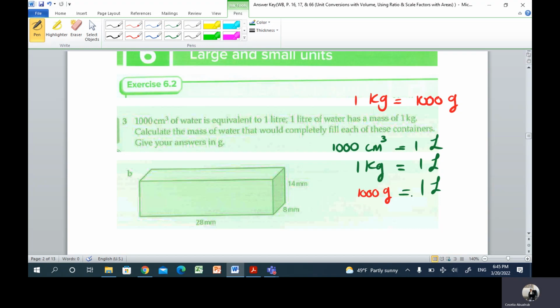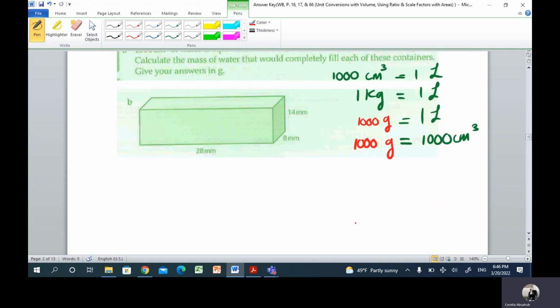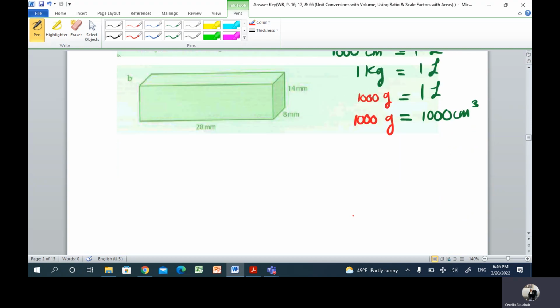And 1 liter, if I want to place the 1 liter with 1,000 centimeter cubic, this means that this is equal to 1,000 gram. Okay, we're just making a relation between centimeter cubic and liters, kilograms and liters, grams and liters, and then grams and centimeter cubic. Okay, so we need to calculate the volume of this prism.